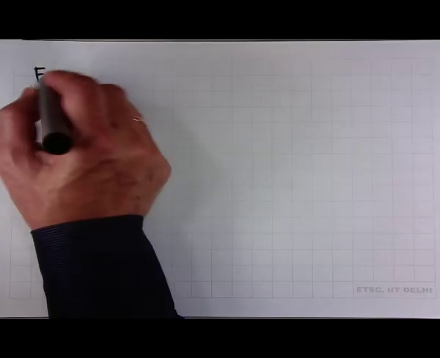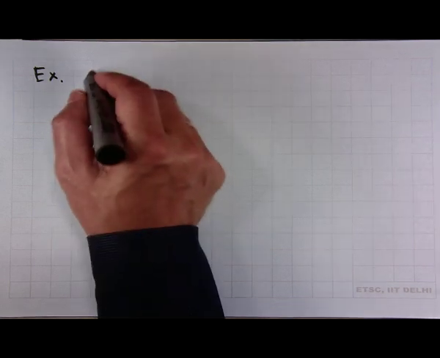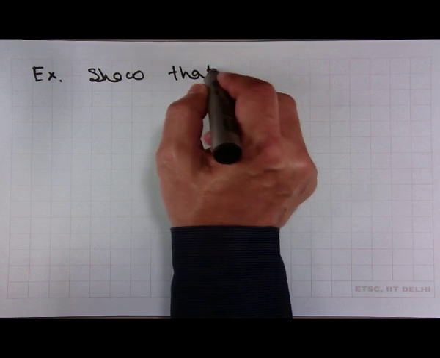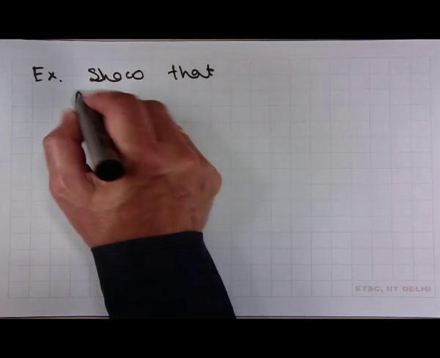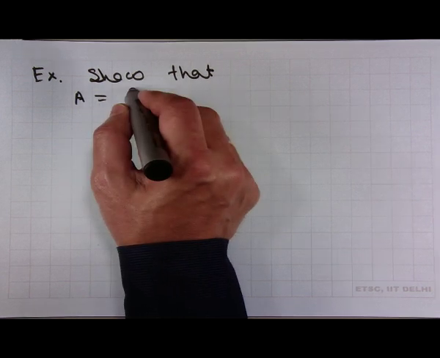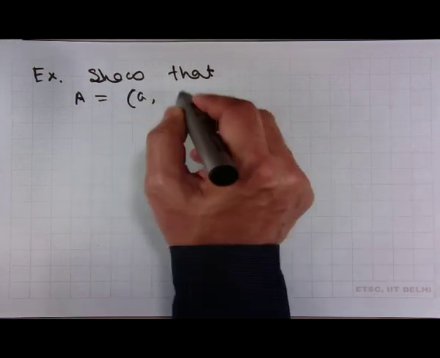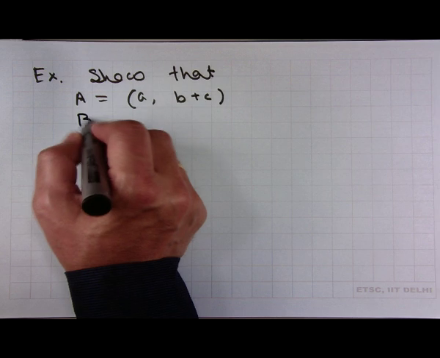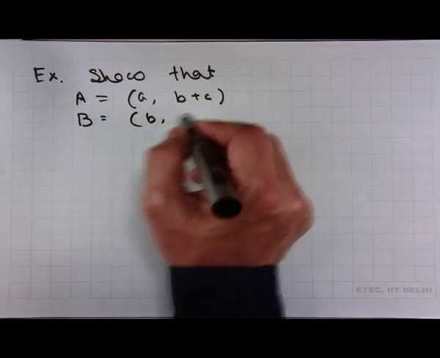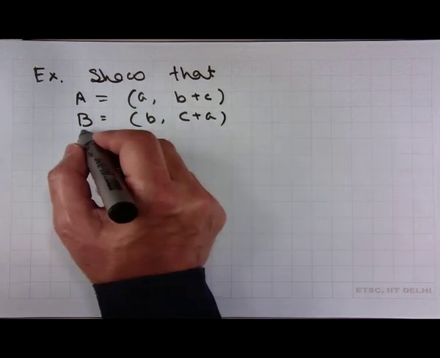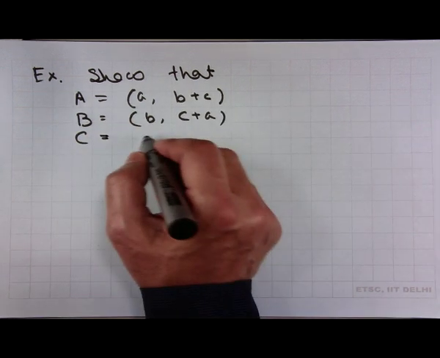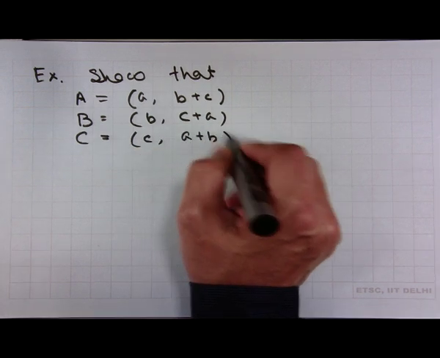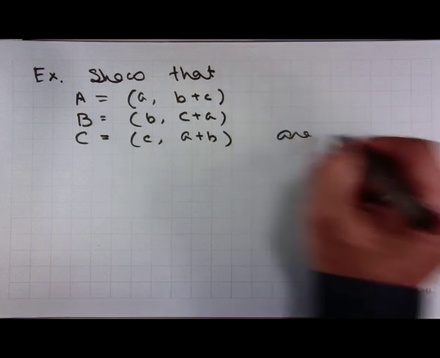Example: show that the points A, B plus C; B, C plus A; and C, A plus B are collinear.